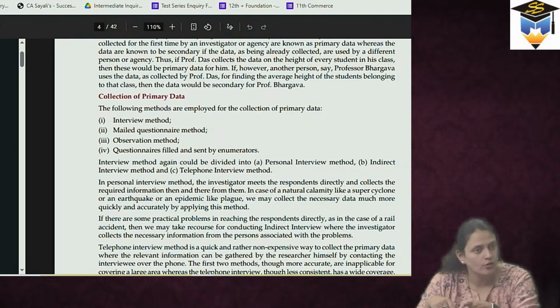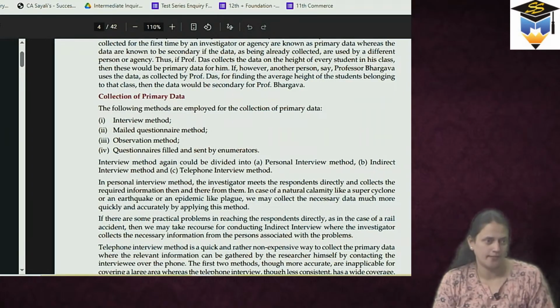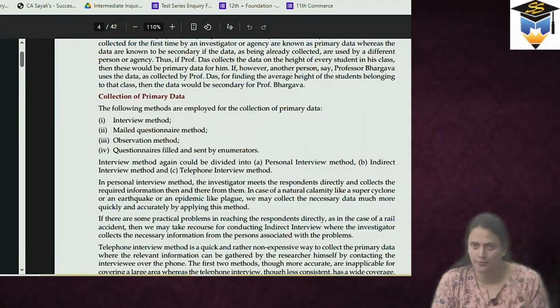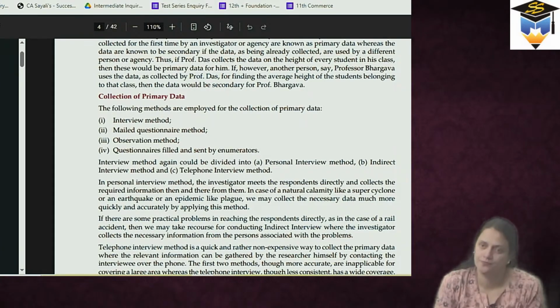Whose interview? Param's interview. But to find out whose data? Ananya's data. So that is the indirect method. And the third one is a telephonic interview. So you know, with a telephonic interview, you can just call up anyone and ask about the data. Okay. So this is the interview method.